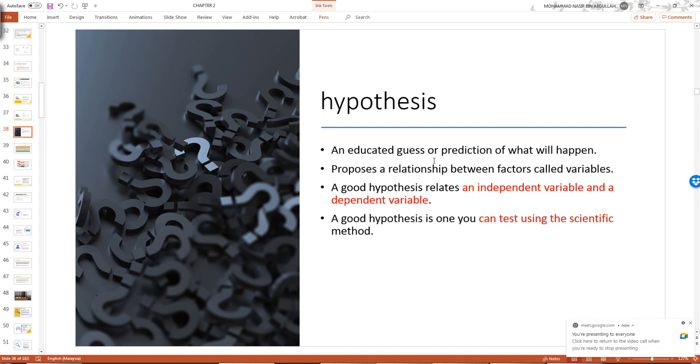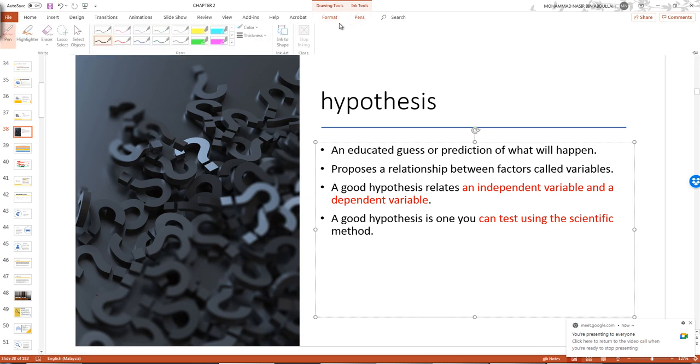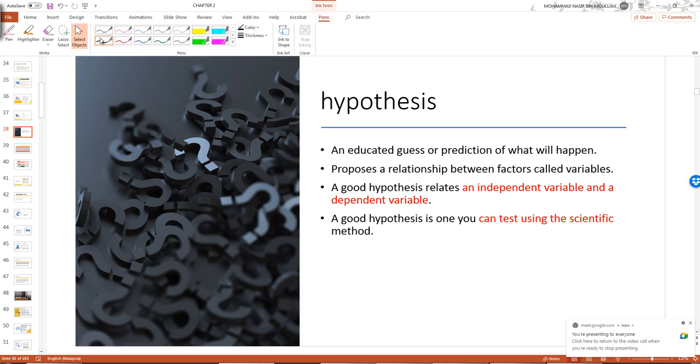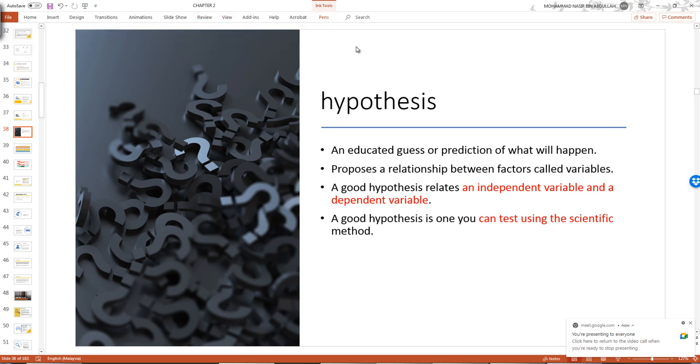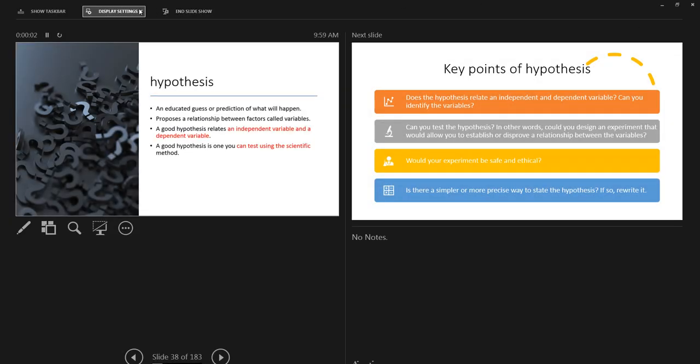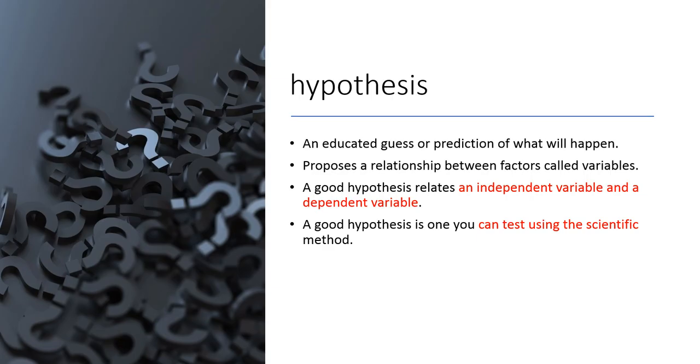So a hypothesis is an educated guess, or a prediction of what will happen, right? So the proposed relationship between factors called variables. So remember, we have two hypotheses. You boleh nampak slide kan? Right. So hypothesis kita ada dua hypothesis. Satu null hypothesis, satu lagi alternative hypothesis.